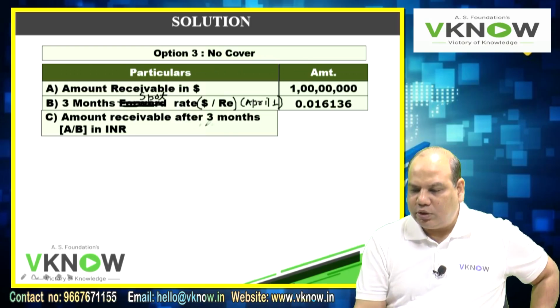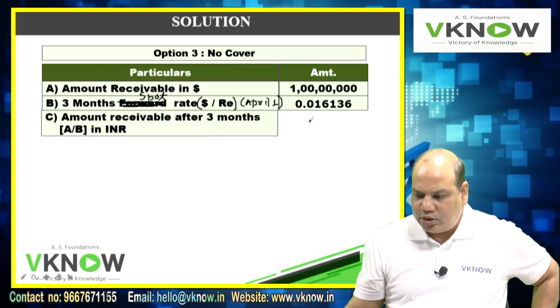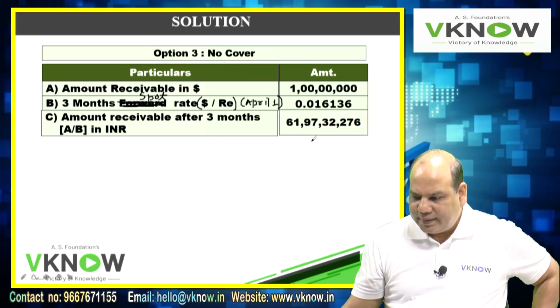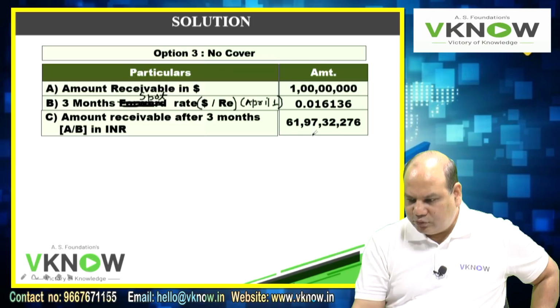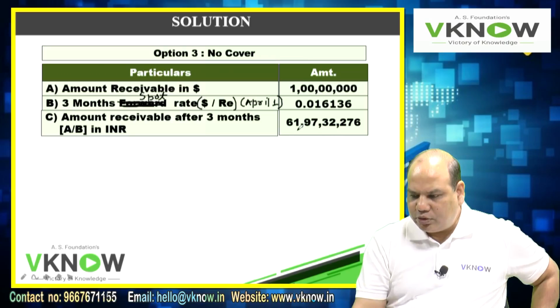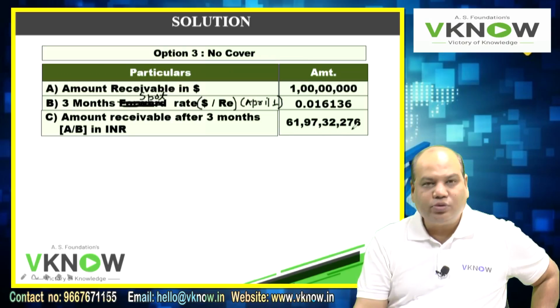Then write down amount receivable after 3 months. A by B in Indian rupees. Check the answer. 1 crore divided by this number. 61 crore 97 lakh 32,276. Is this right?